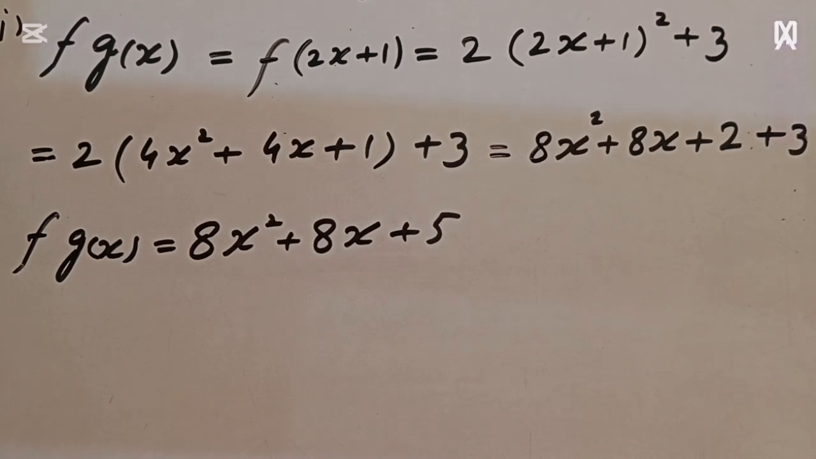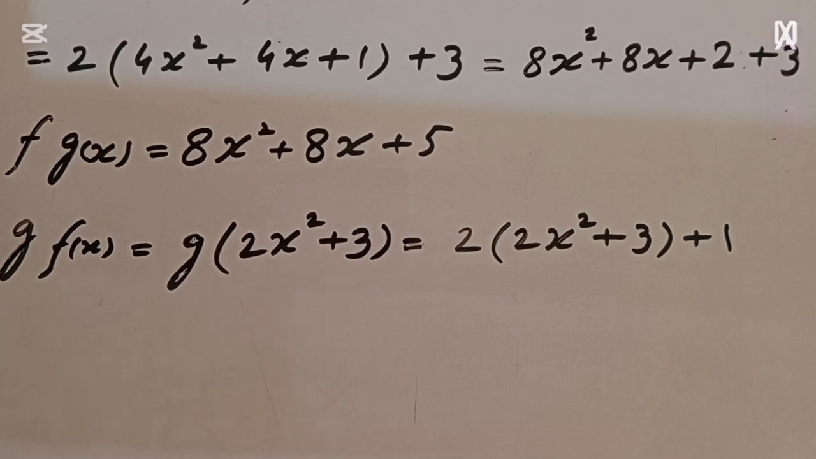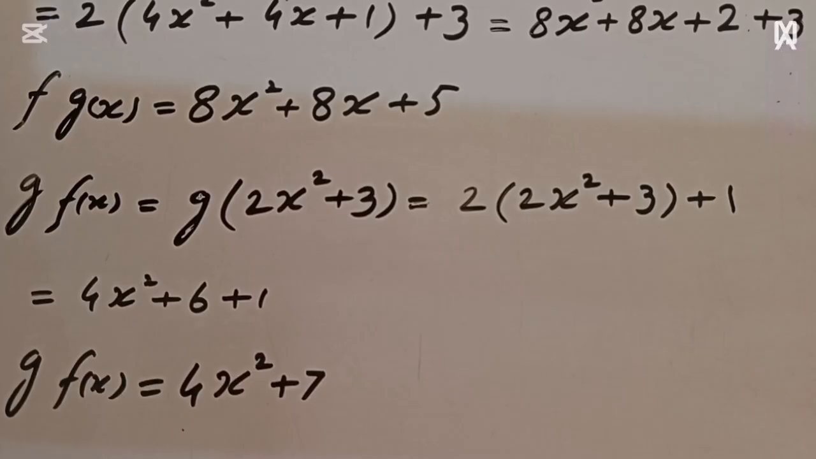Now we find out g of f(x). To find out g of f(x), now we'll open the bracket. This 2 will be multiplied by each and every inner term. So g of f(x) equals 4x square plus 7.